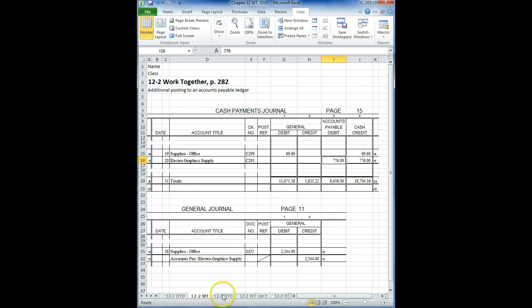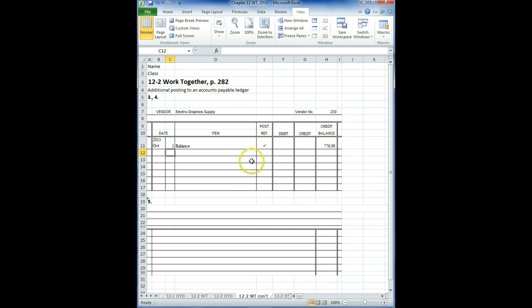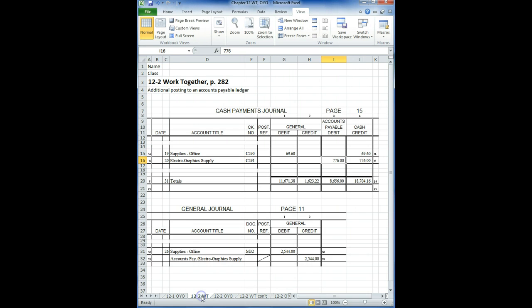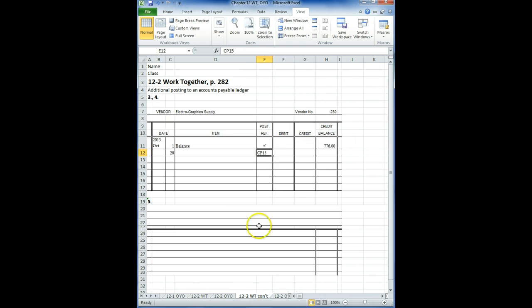And if we go look at 12-2 Work Together Continued tab, if we look in our ledger, we'll see that we owe them $776. So it looks like we got an invoice and we're going to pay it off. So this was the 20th of October, so we just need to put the day. For post-ref, it was the Cash Payments Journal, so CP, it was page 15. If we don't remember, we can go back and look at it. Cash Payments Journal, page 15. It was a debit for $776.00.